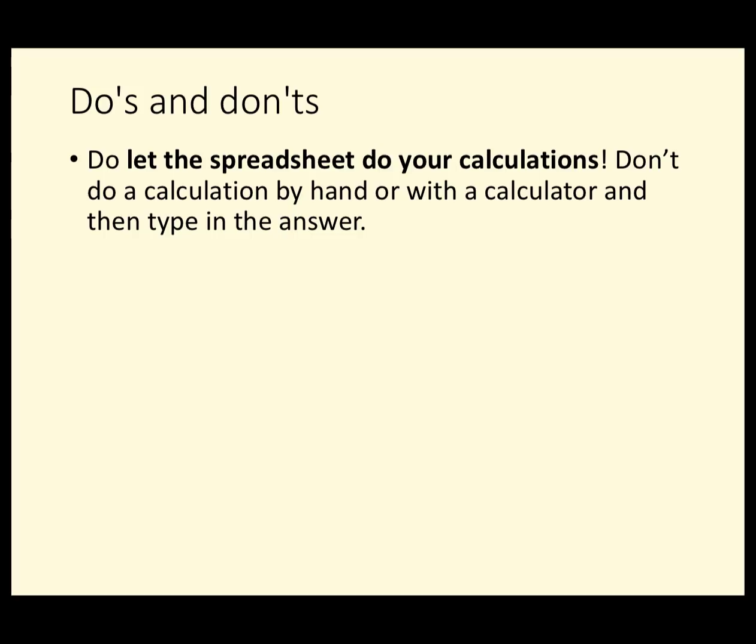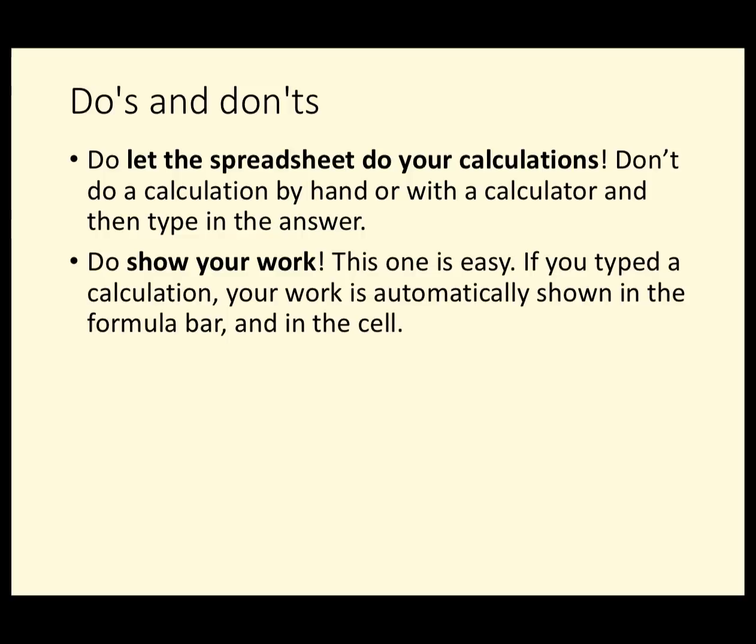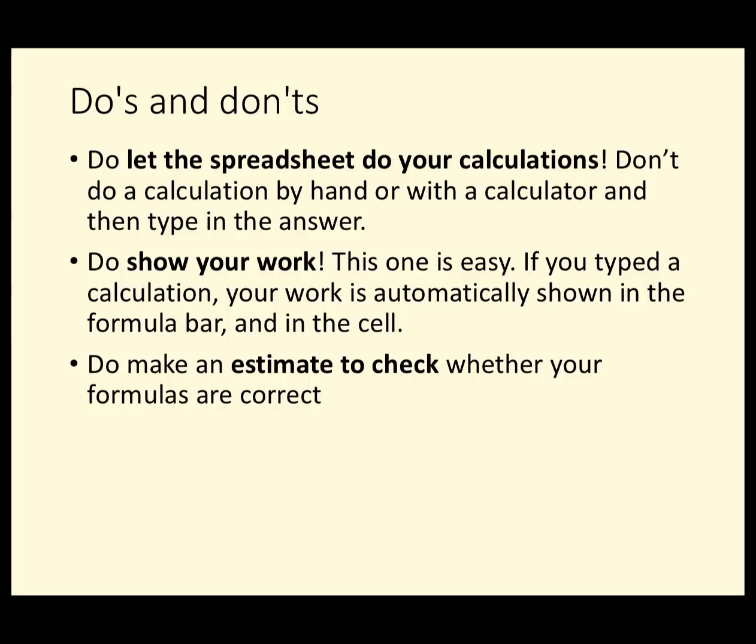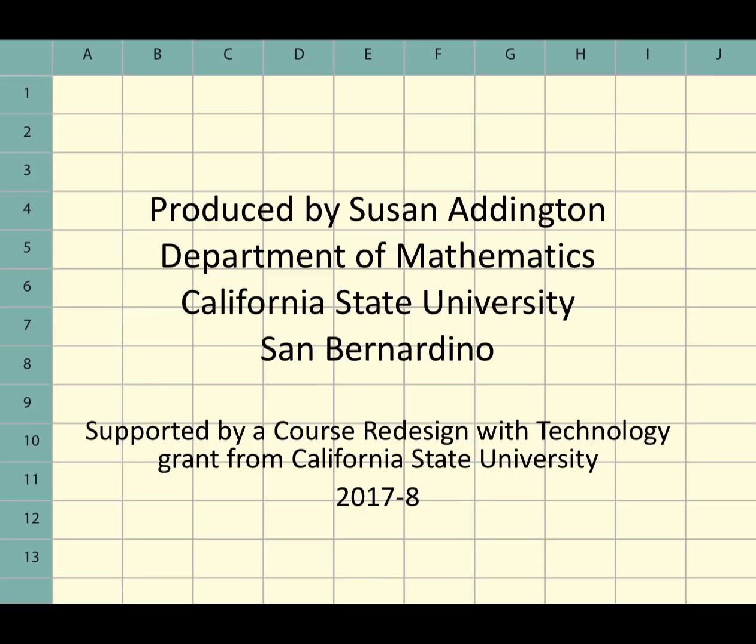Here's some advice on working with spreadsheets. Do let the spreadsheet do your calculations. Don't do it by hand or with a calculator and type in the result. This is just extra work. Do show your work. Then you or someone else can see what you did and even change it. This one is easy if you followed the previous advice. If you typed a calculation, your work is automatically saved and can be seen in the formula bar. Do make an estimate to check whether your formulas are correct.